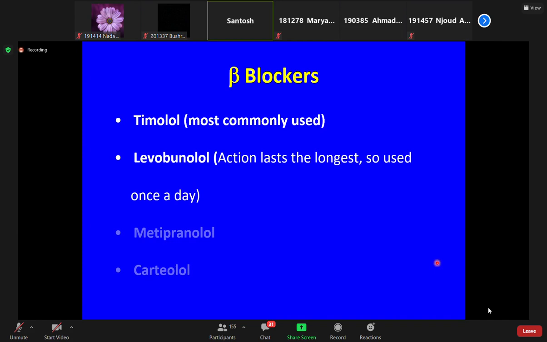Metipranolol, carteolol, these 2 names, if you don't want to remember, it's okay. And betaxolol. But you need to know timolol, levobunolol, and betaxolol. Betaxolol is a selective beta-1 antagonist, sorry, not agonist. So these are beta blockers. Betaxolol is a selective beta-1 blocker, while timolol is not selective.